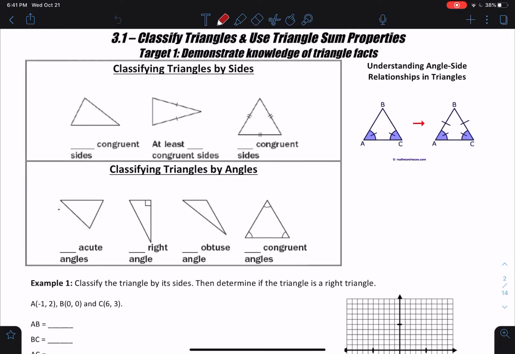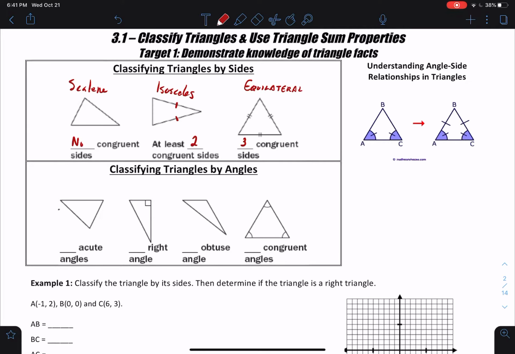Well, if there are no congruent sides, this is called a scalene triangle. If there are at least two congruent sides, dictated by these tick marks, this is called an isosceles triangle. And if all three sides are congruent, that's called an equilateral triangle. All the sides are congruent.